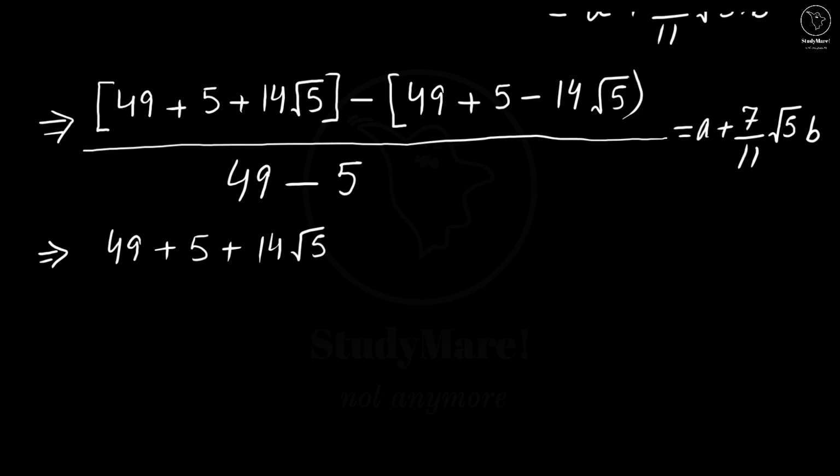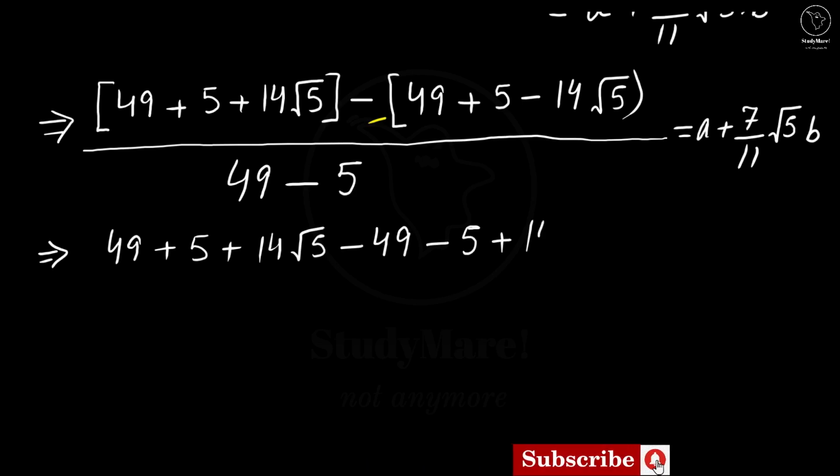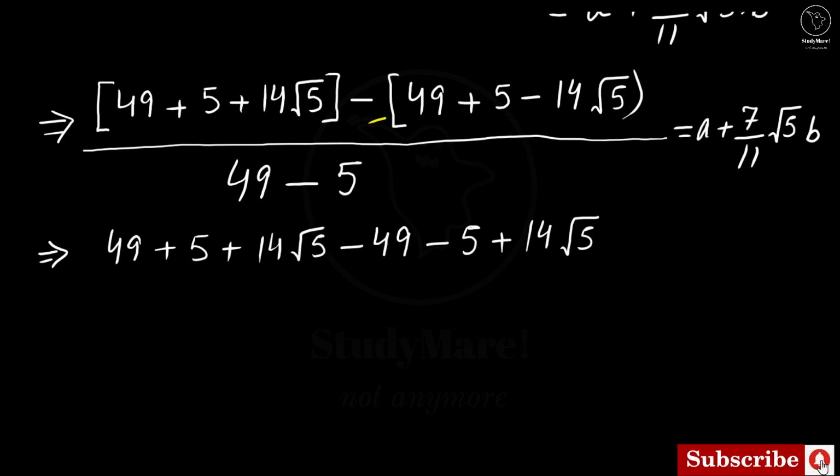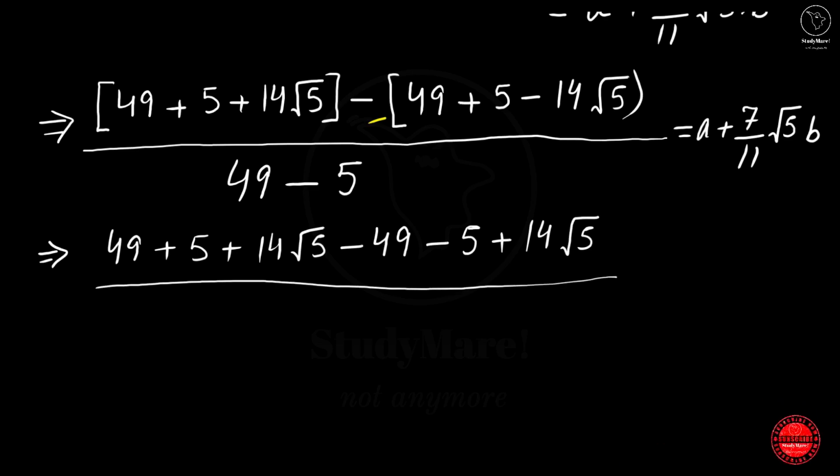Now here we have minus outside the bracket. That means minus is to be multiplied with the signs of each and every term inside. That will invert the signs, means plus will become minus and minus will become plus. That means here we get minus 49, as it was plus 49, and minus multiplied with plus 49 gives us minus 49. Then we have minus into plus, we get minus 5, minus into minus, plus 14 root 5, divided by 49 minus 5, that is 44.